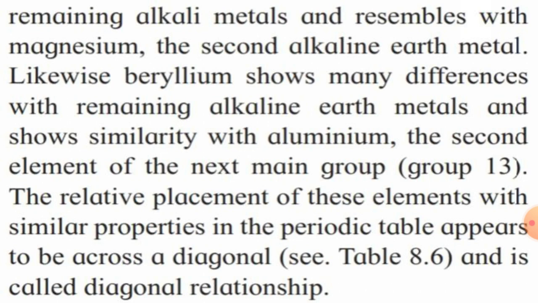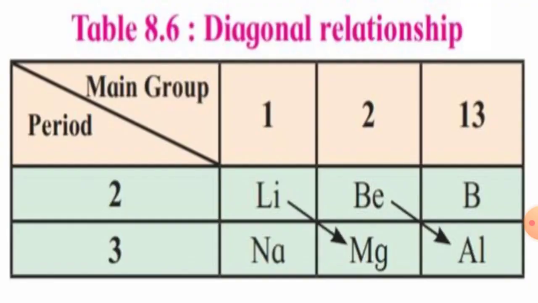We have studied table 8.6 in our previous lecture. The diagonal relationship is between lithium, a group 1 element belonging to the second period, and magnesium, which belongs to group 2 and the third period. Here you see a cross line, a slanting line, between lithium and magnesium. So it shows a diagonal relationship between lithium and magnesium.